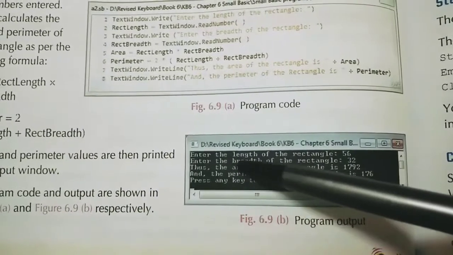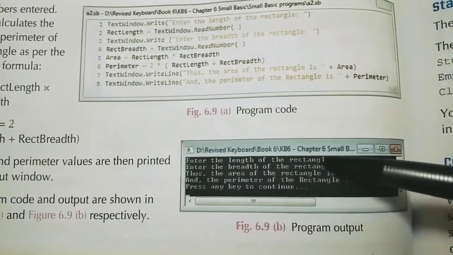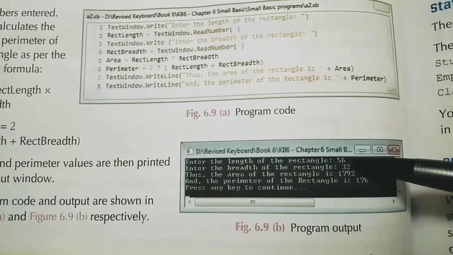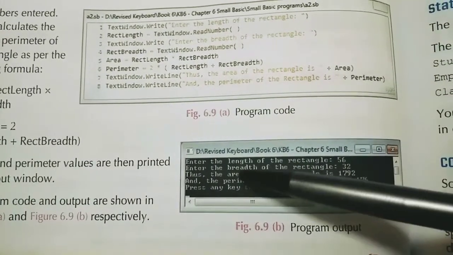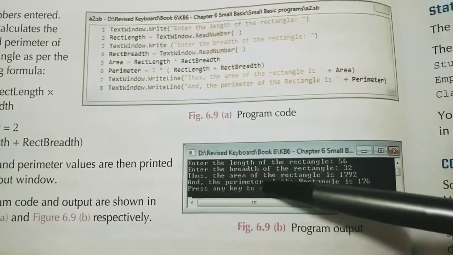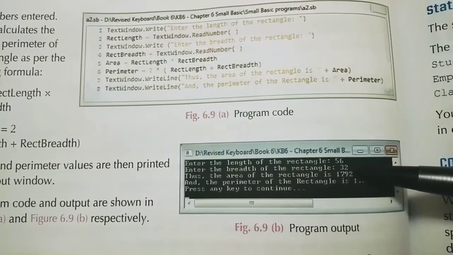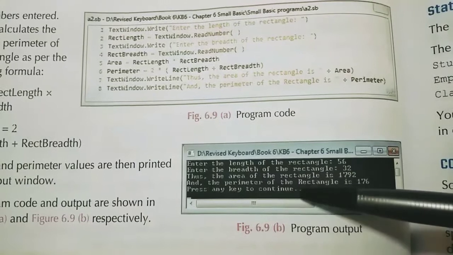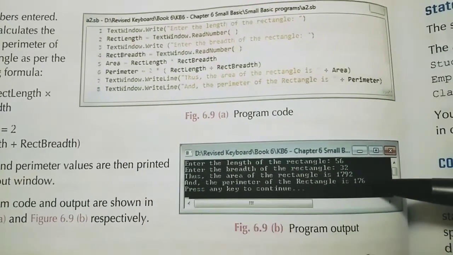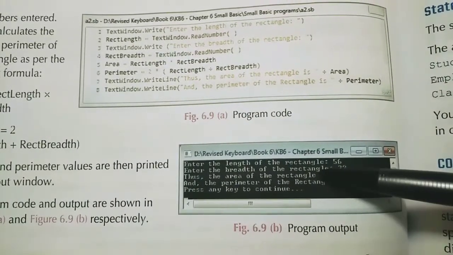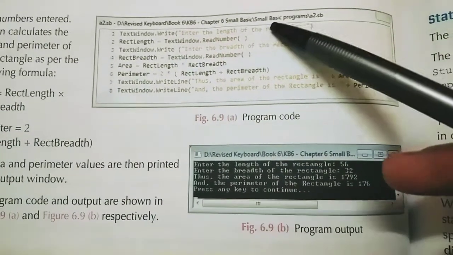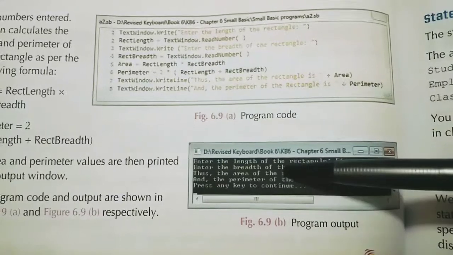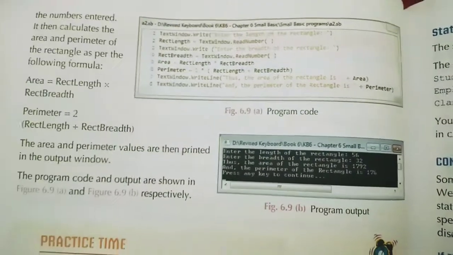See here, "enter the length of the rectangle" will be shown like this. Suppose you enter 56. "Enter the breadth of the rectangle," you enter 32. Then after calculating, it will show the area of the rectangle, and the perimeter of the rectangle is 176. So it will be done automatically inside the computer by this software. So you have to write this piece of code to run this program. Understood?